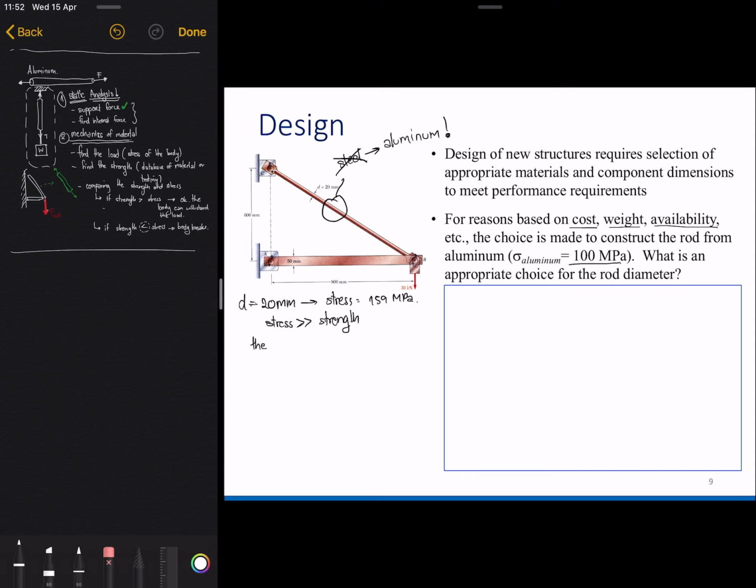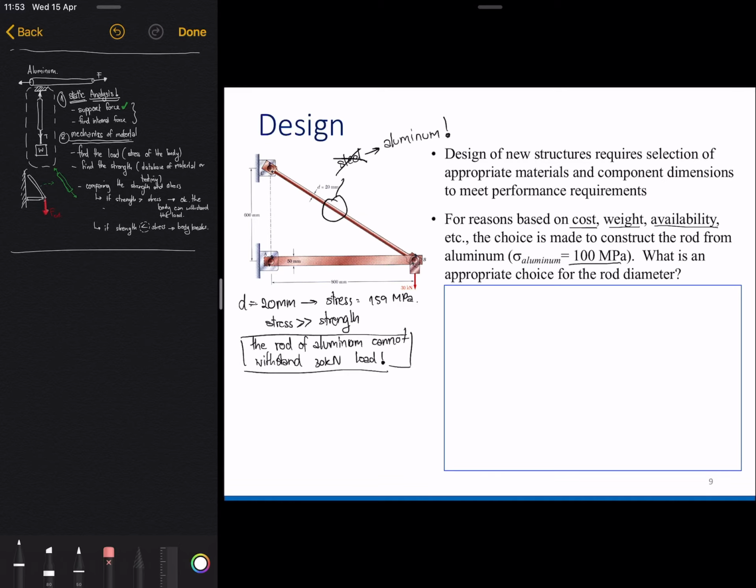The aluminum rod cannot withstand the 30 kilonewton load. So this is the conclusion here. The rod cannot really withstand the load, which means it will break if we only change the material.